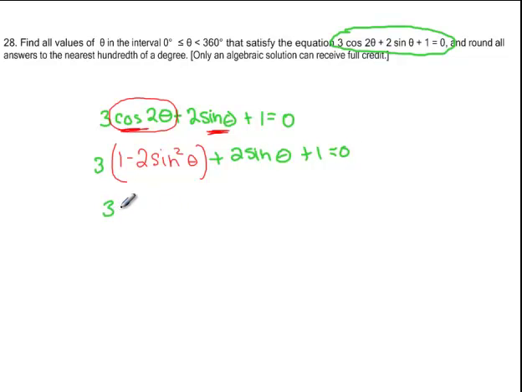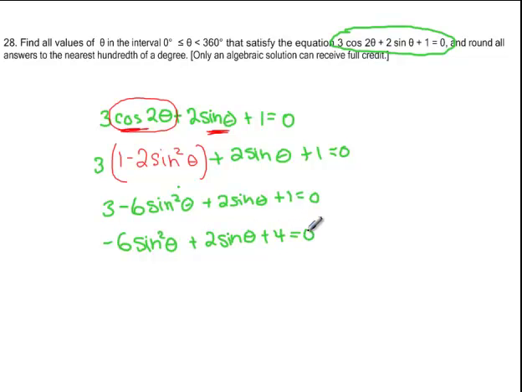Now I'll do algebra. 3 minus 6 sine squared theta plus 2 sine theta plus 1 equals 0. Line everybody up because I see it's a square. That means I'm going to have to factor. Minus 6 sine squared theta plus 2 sine theta plus 4 equals 0. I'm going to factor out a negative 2. Gives me 3 sine squared theta minus sine theta minus 2 equals 0.